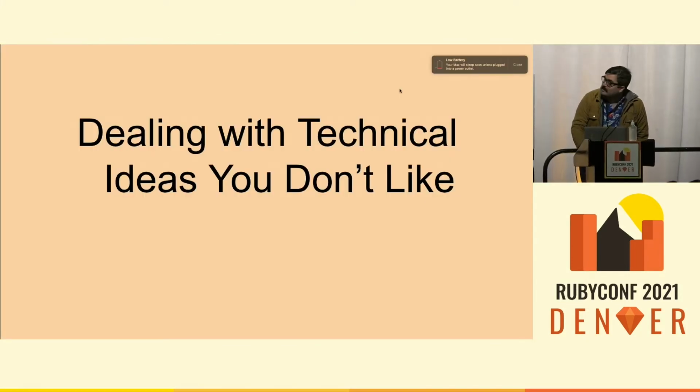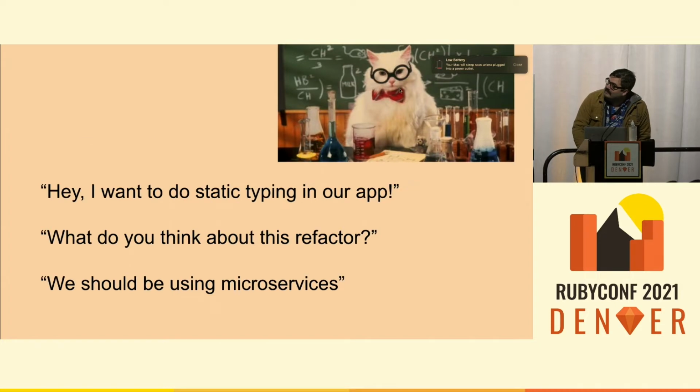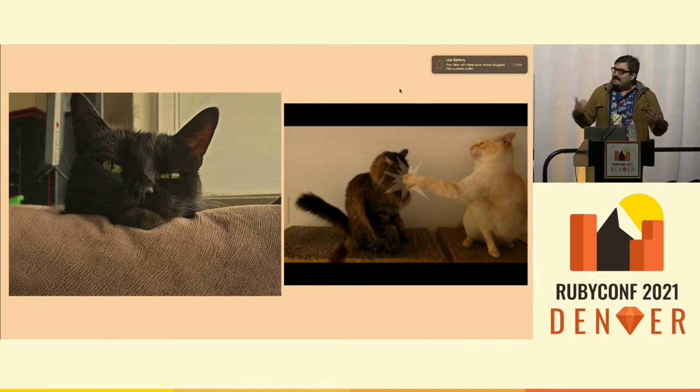So yeah, this is a talk about dealing with technical ideas you don't like. Because sometimes in the day-to-day, you might be asked these questions, or other developers you're working with might say, hey, I want to try this new thing out. And maybe you don't feel so great about it. Maybe your first instinct is to try and argue about why they're wrong. And that's usually how it turns out.